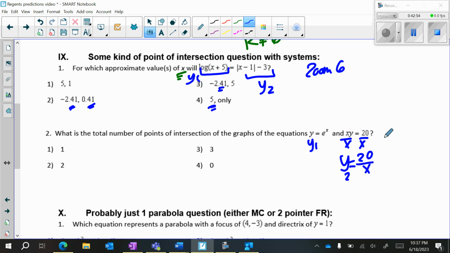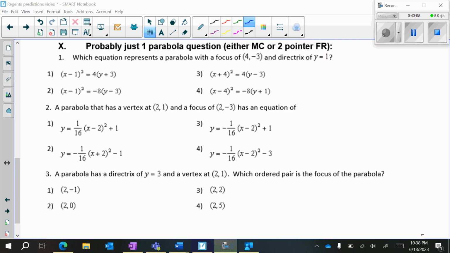And if you can't find that on the calculator screen, you may have to zoom out. So just remember, zoom out also works. And just hit zoom out and then enter, and that's how it works to see the points of intersection.